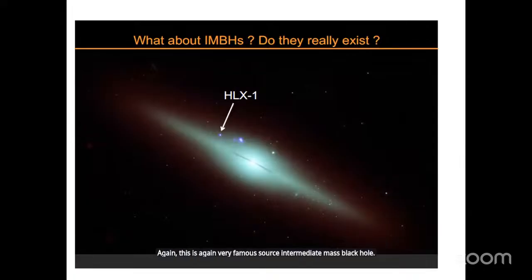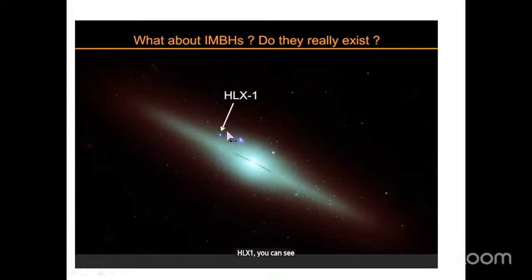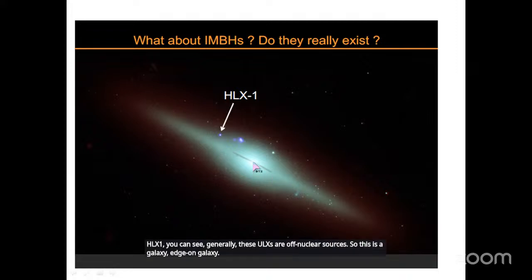Again, this is a very famous intermediate mass black hole candidate, known as Holmberg IX X-1... HLX-1. You can see that generally these ULXs are off-nuclear sources. This is an edge-on galaxy, this is the center of the galaxy, and the source is close to the center. Not so close, but we can say that.